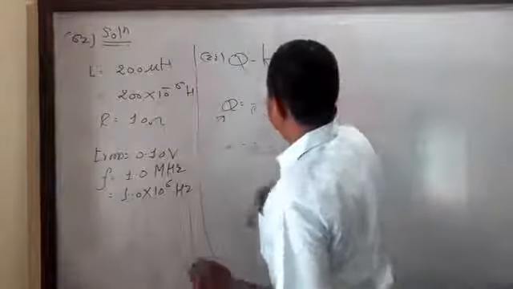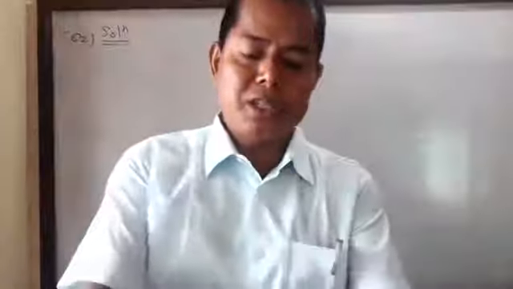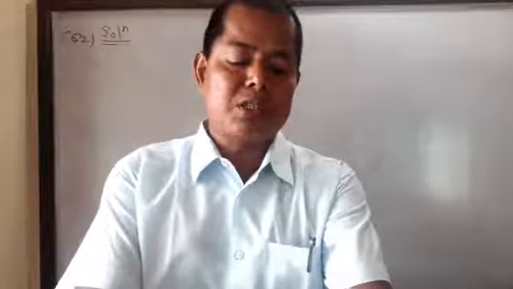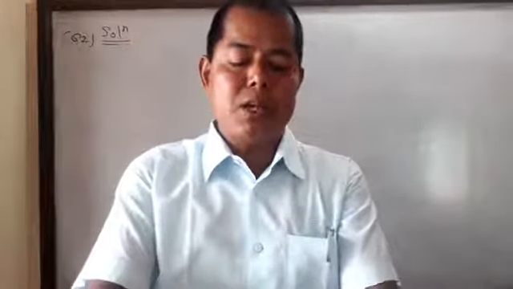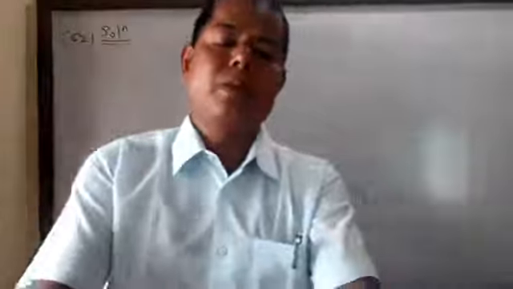Now another question for you, question number 63. A 50 Hz, 50 volt AC supply is connected to a resistor of resistance 40 ohm in series with a solenoid whose inductance is 0.2 Henry. The potential difference across the resistor is found to be 25 volt. What is the resistance of the inductor? We have solved such types of previous problems.